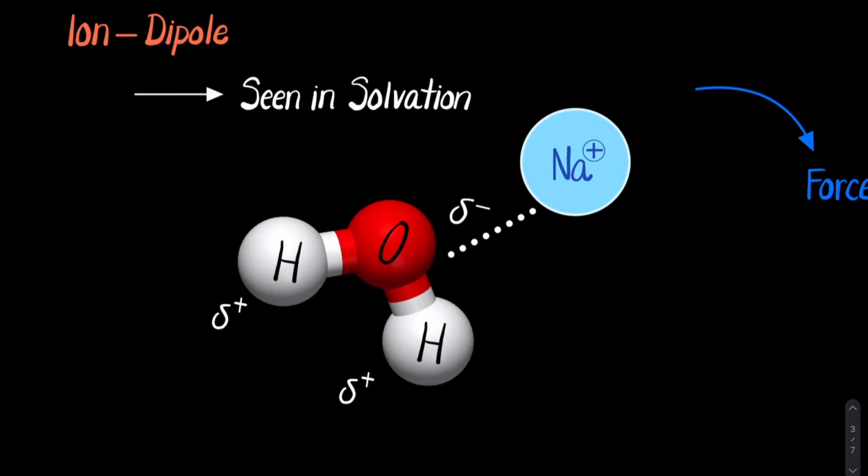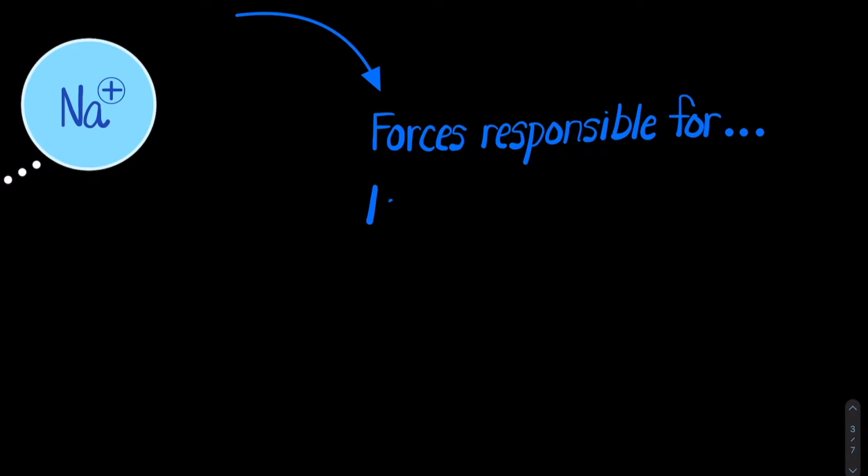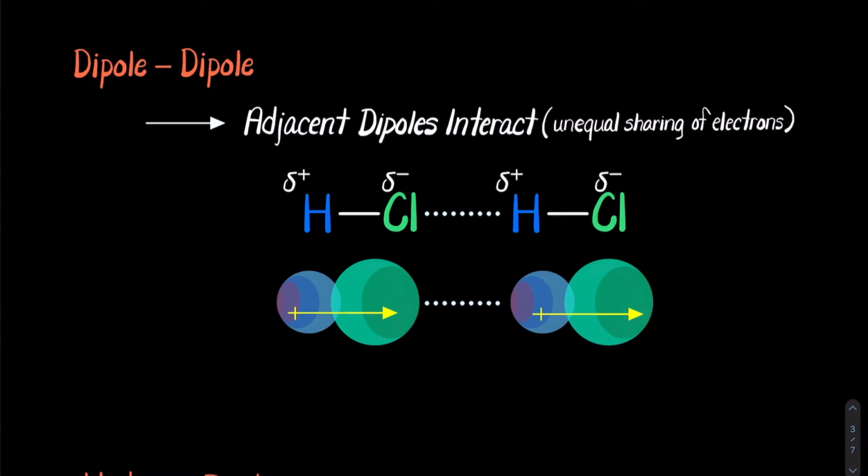The second interaction we're going to look at is the ion dipole, and this is seen in solvation. When you would place, for example, in the laboratory, sodium chloride into a water solvent. And it's also responsible for... So in your biology classes, these ion channels are extremely important with action potentials and all other kinds of transmembrane transport. The next one is dipole-dipole.